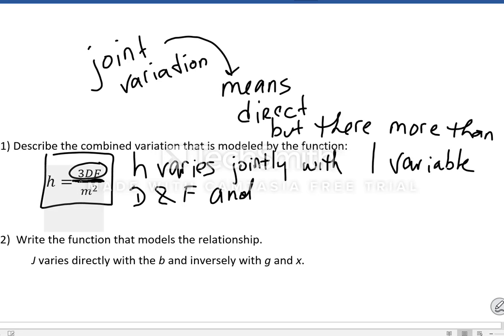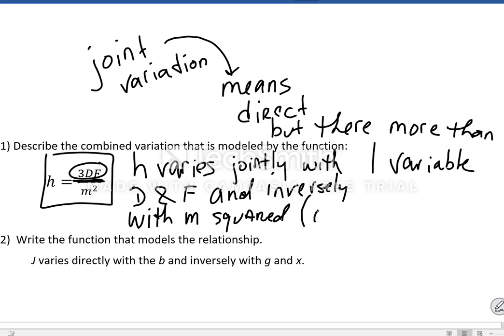Well, now I have a dividing sign there. So and inversely, remember inversely is dividing, and inversely with what? With m squared. Or you can write it a little differently, and I'll show you how. Either m squared or the square of m. Square of m, there we go. Okay, that's another way to write it. Either way is fine, I'm okay with that.